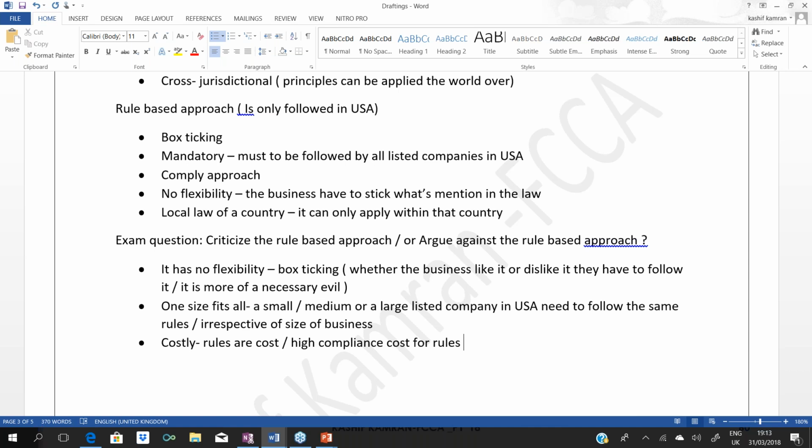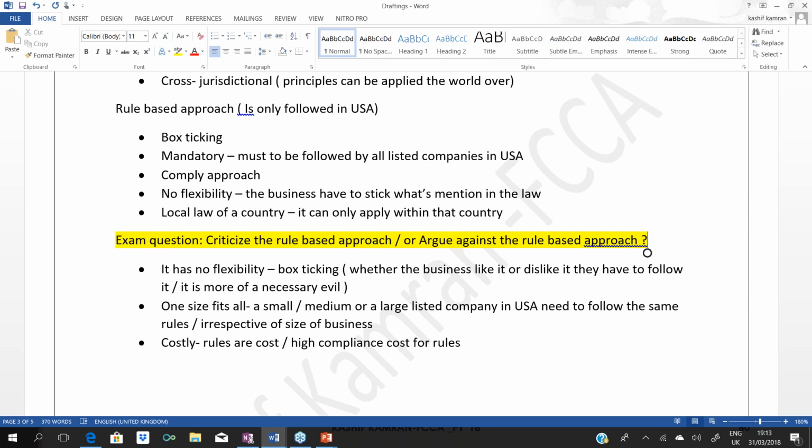So there is criticism for the rule-based approach. No flexibility, one size fits all, and costly. So please remember, this is a very frequent question in P1 exams, asking students to criticize a rule-based approach. Okay, if that is clear, I'm moving ahead into further discussion.